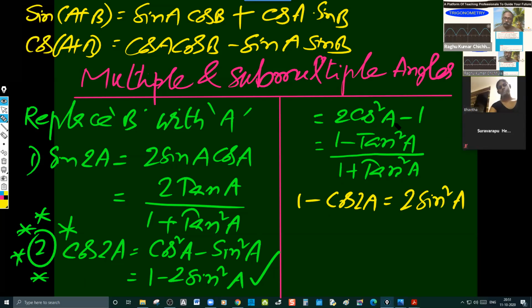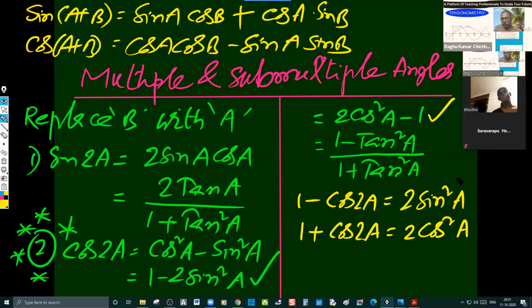Similarly, if you see this one, bring this 1 to the other side, then you will get 1 plus cos 2a is equal to 2 cos square a. This is the most important thing to be understood. Why most important? I'll explain that. The reason also, I'll explain. How is it used in calculus also? I'll explain that. Now, if you divide, know what happens?